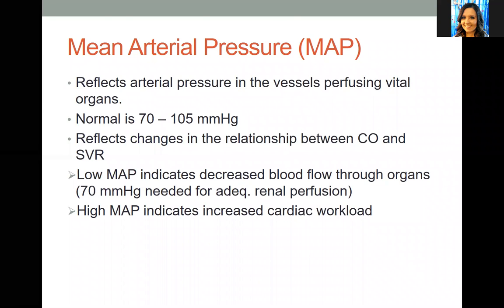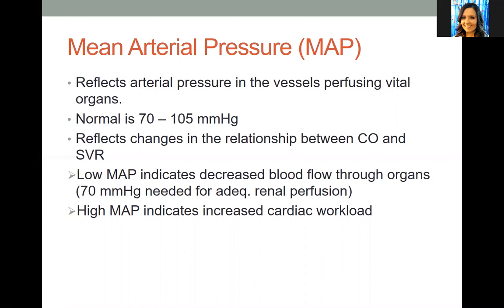So our mean arterial pressure, or MAP, reflects the arterial pressure in the vessels perfusing our vital organs. So vital organs are our heart and lungs and brain. Normal MAP is 70 to 105 millimeters of mercury. It reflects the changes in the relationship between cardiac output and SVR, systemic vascular resistance, because it's the average pressure at which blood moves through the vasculature or vessels. So we need at least 65 millimeters of mercury for the cells to receive enough oxygen and nutrients.